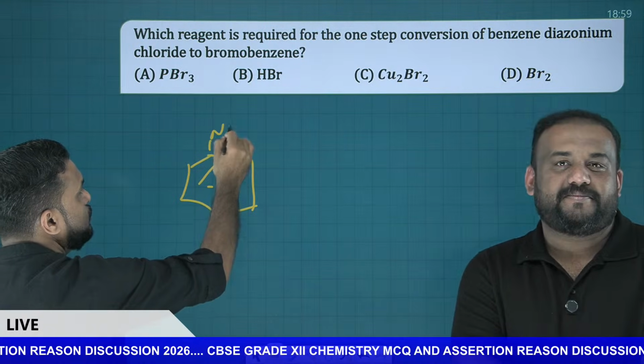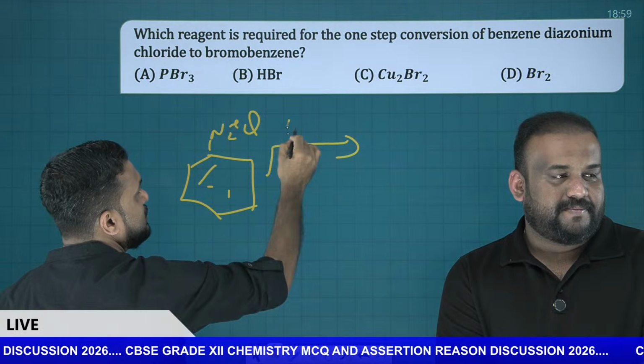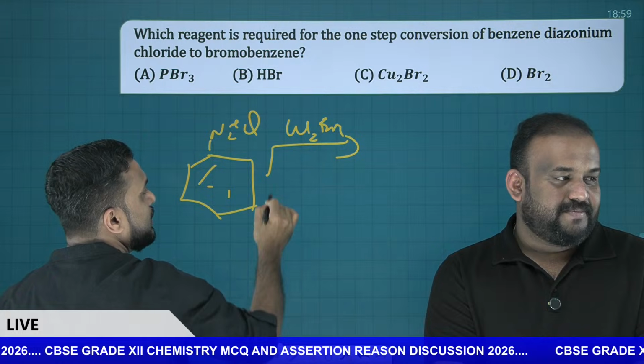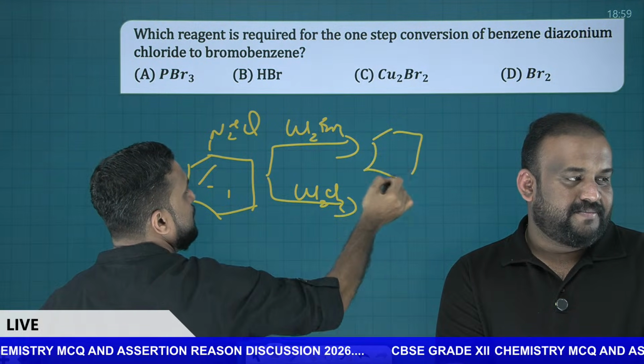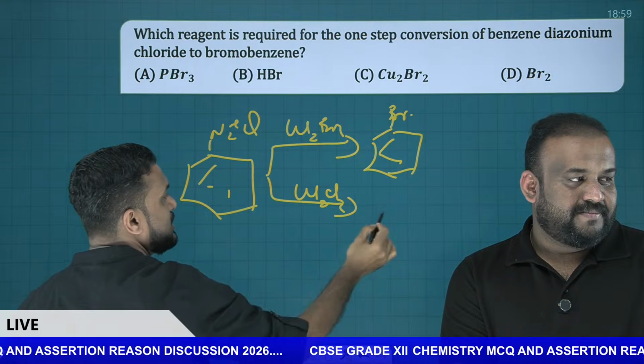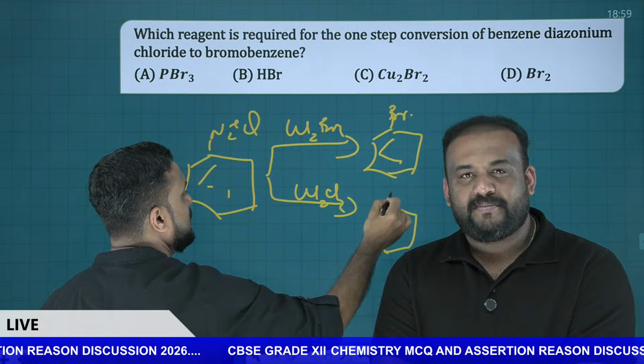You have N2+Cl-. You have two reactions, Cu2Br2, and you know that one, Cu2Cl2. If you use Cu2Br2, you will be getting bromobenzene. That is only what they are asking. If it is Cu2Cl2, you will be getting chlorobenzene.